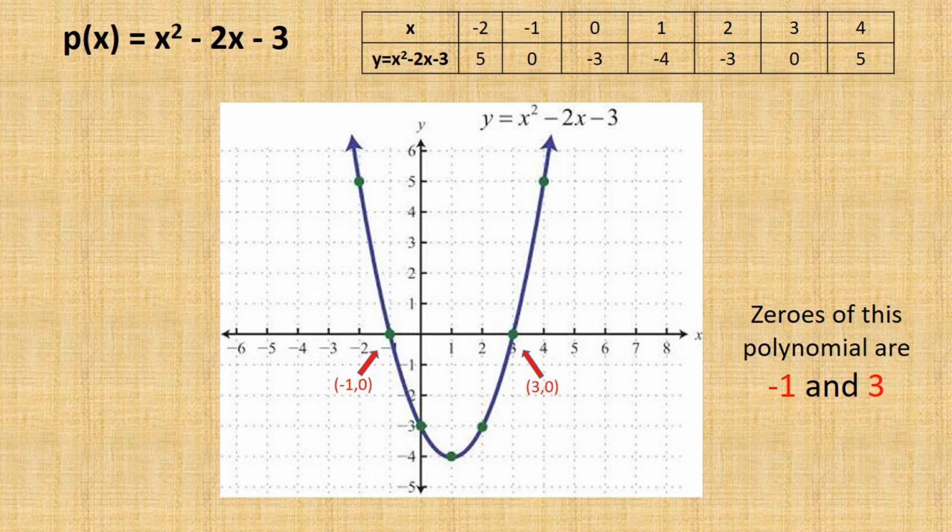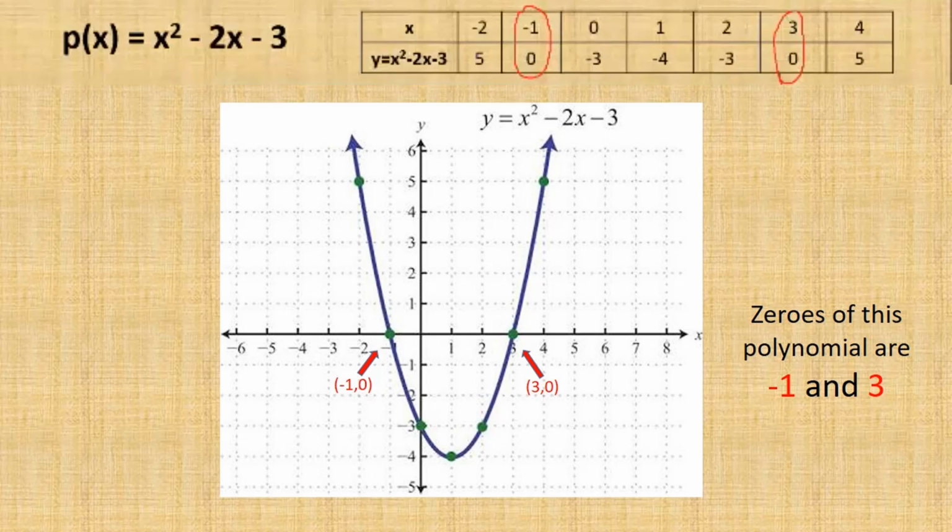You can understand this from the table. If x is equal to -1, the corresponding y value, that is the value of p of x, is 0. From the table itself, you can understand that -1 is a zero. That's the idea of zero, right? You have studied that for a p of x, a value k is said to be a zero of p of x if p of k is equal to 0. So here p of -1 is equal to 0, so -1 is a zero of this polynomial. And again, 3 is also a zero of this polynomial. Thus p of 3 is 0.